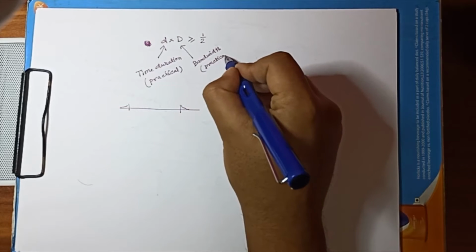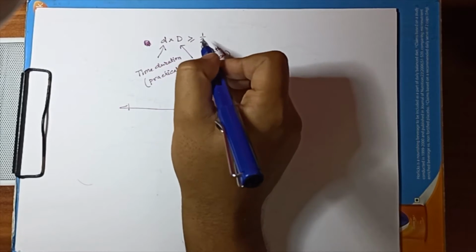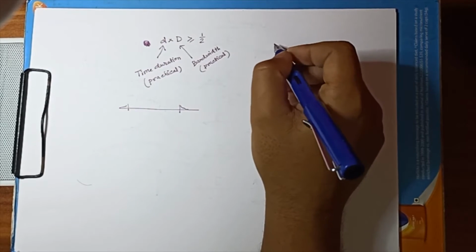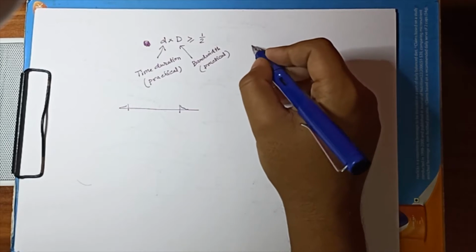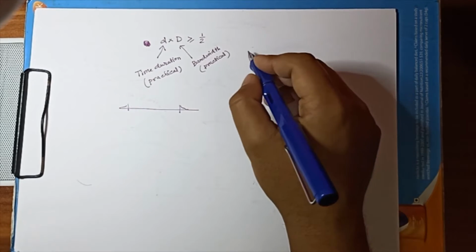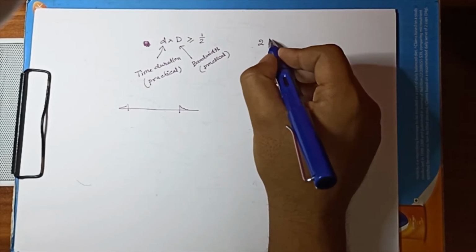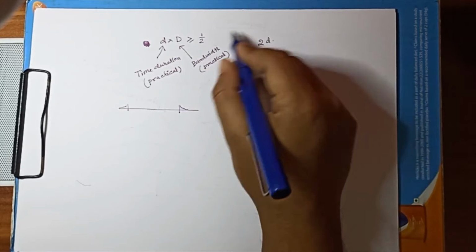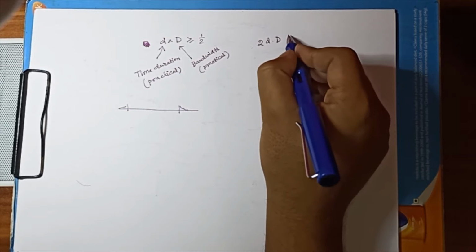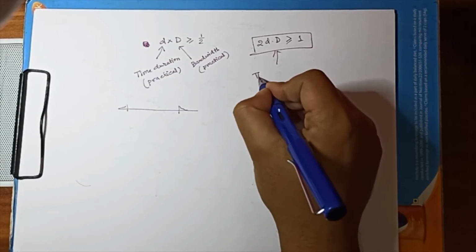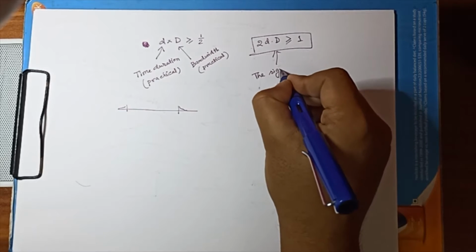Then you can see what this small d into capital D greater than or equal to half means. Essentially, when I am talking about the 2WT theorem, I am basically trying to say that 2 into the time duration d into the bandwidth D is greater than or equal to half, or basically we are trying to say that the signal is at least one dimensional. That makes sense, right?